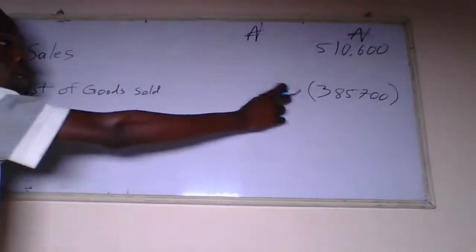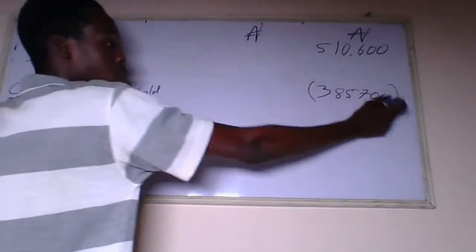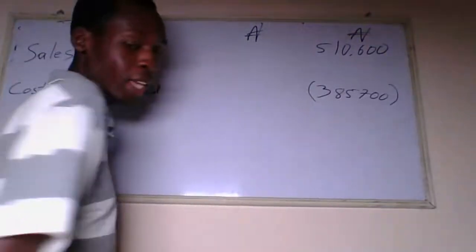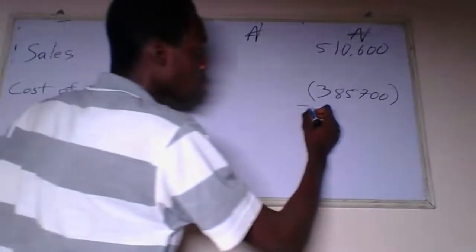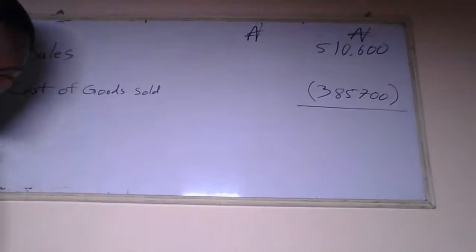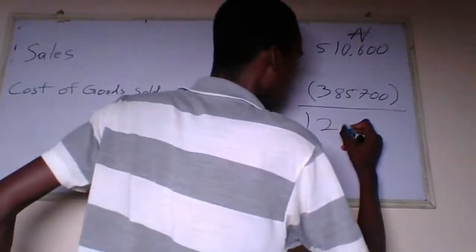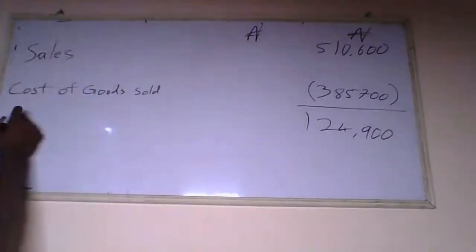Now what you're going to do is you will take your sales and your cost of goods sold. You are going to deduct this cost of goods sold because, as you all know, purchases is an expense. What this figure represents is the cost you incurred on getting the goods into your company. So once you work this out, the answer that will give you is your gross profit.